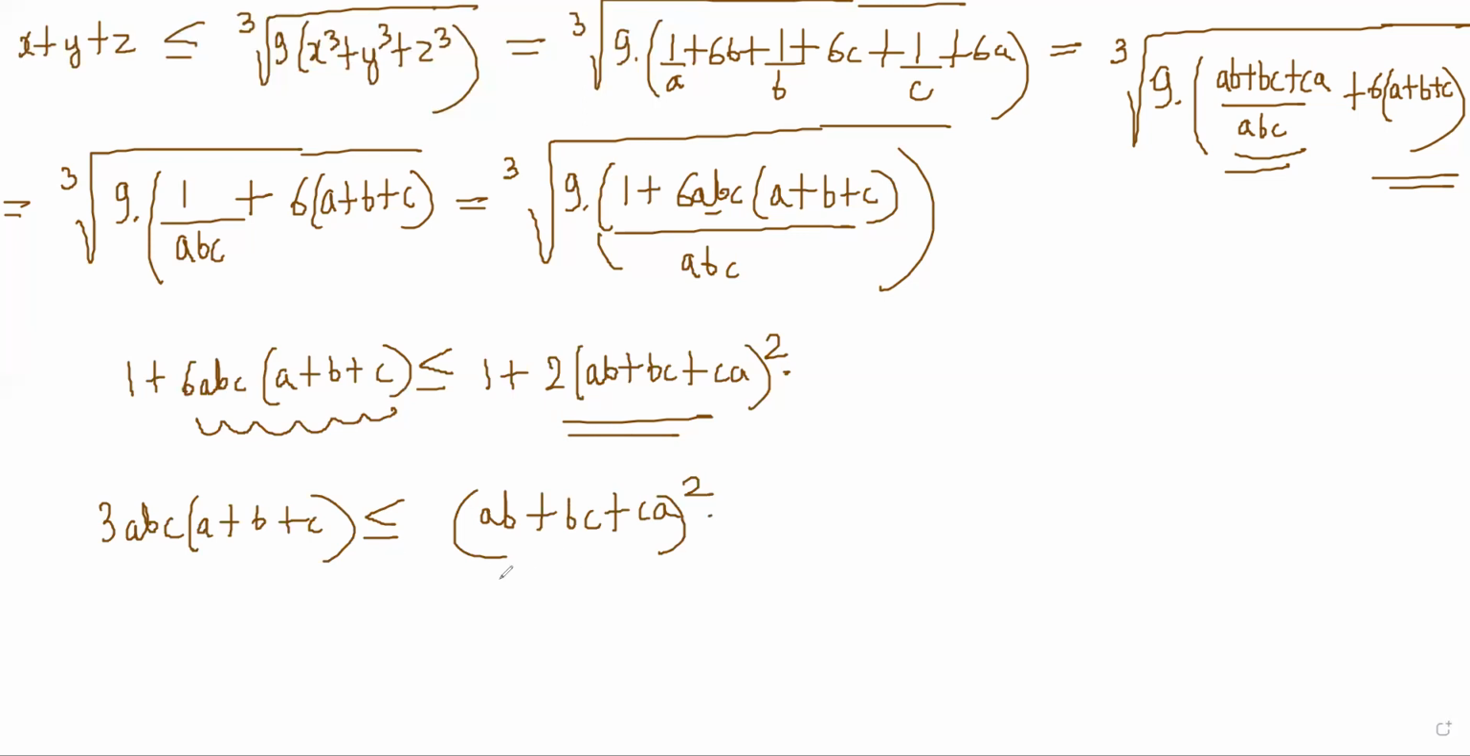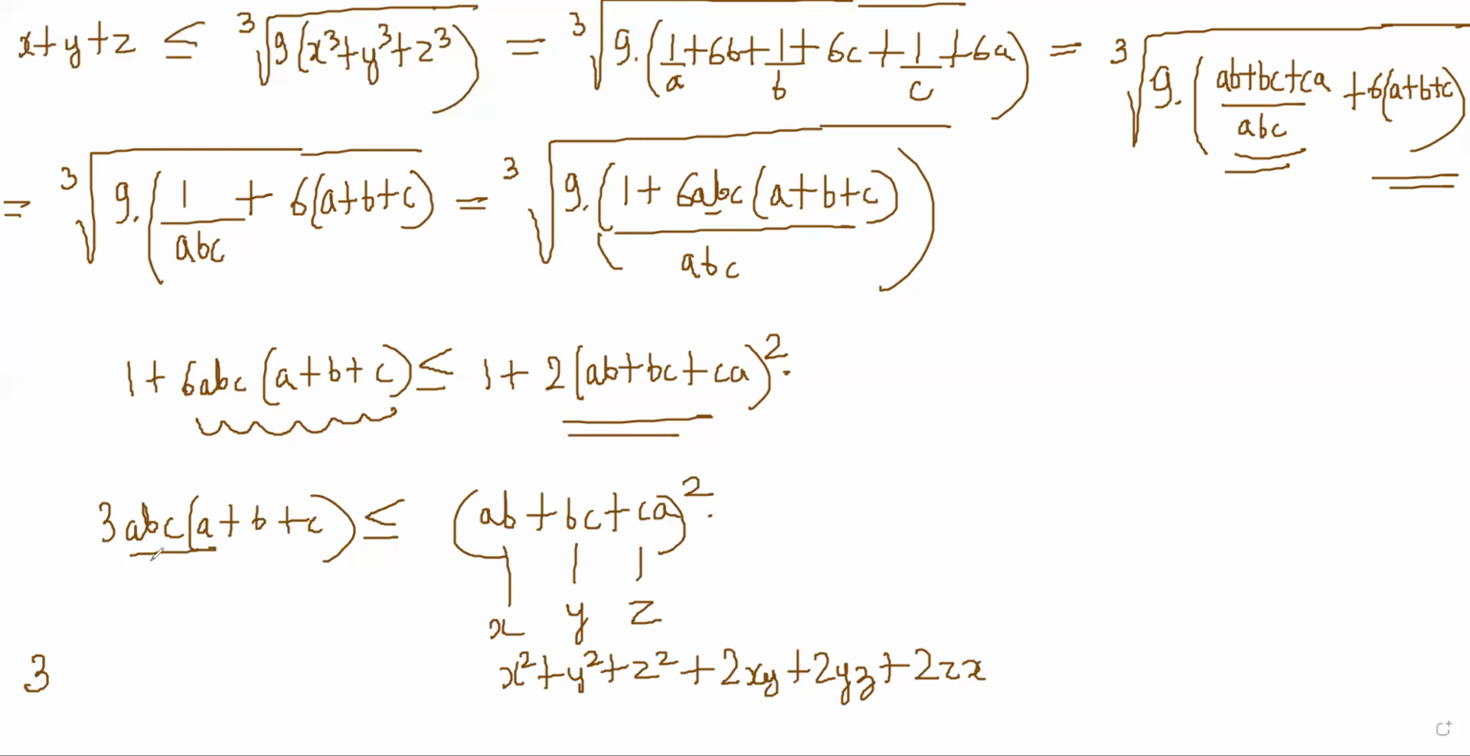It is actually quite simple. Let's say this is x, this is y, this is z. So we have x square plus y square plus z square plus 2xy plus 2yz plus 2zx. And here you have 3 times a square bc. What is a square bc? A square bc, if you see, is ab into ca, so that is zx. So this is 3zx and 3yz and 3xy.